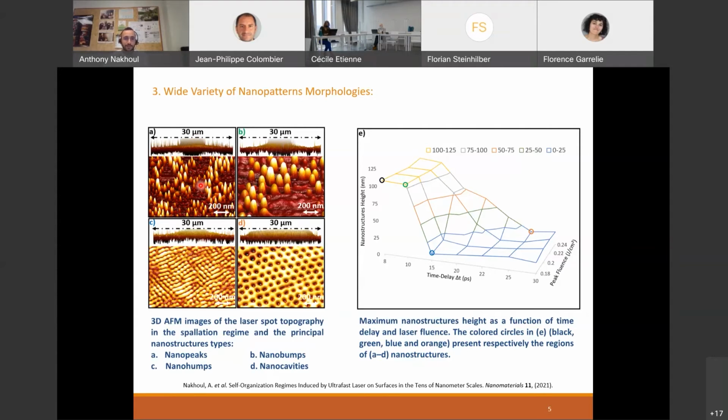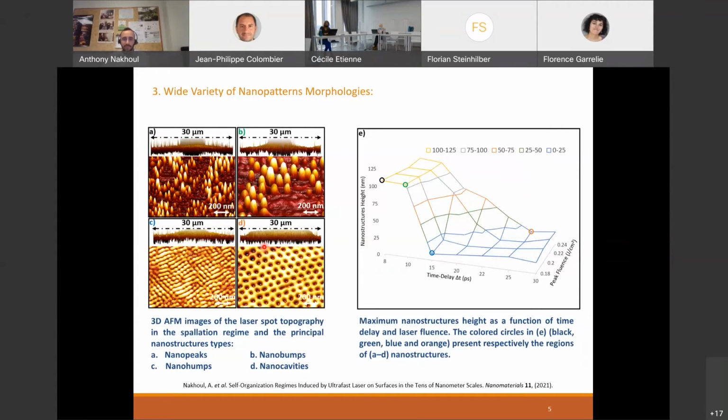At 0.18, on A, we have the nanopeaks, and we can see that they are more spiky than the nanobumps, and the widths are also smaller. And here in C and D, we can observe the nanohumps and nanocavities, and we can see that they are well organized.